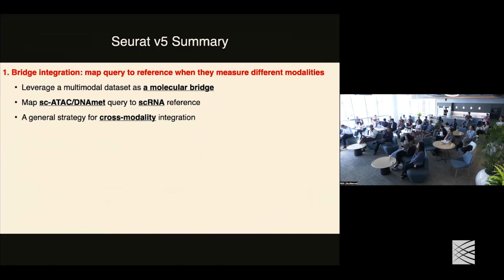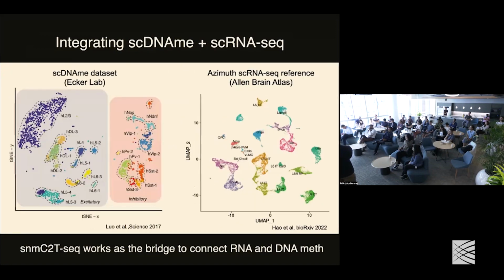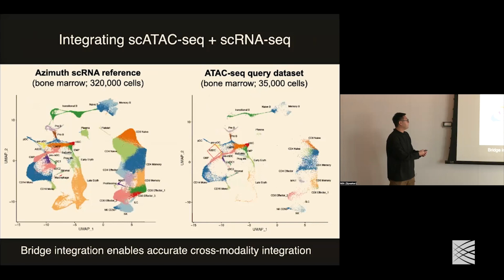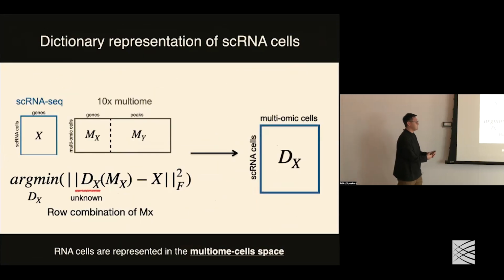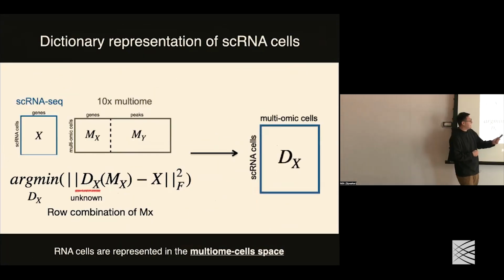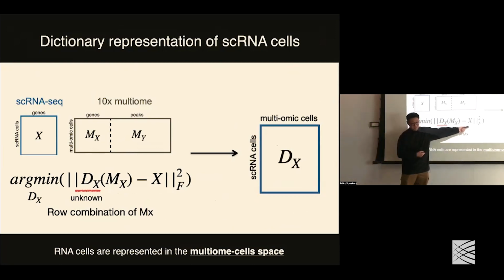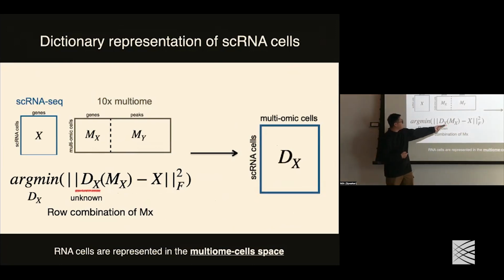Yuhan, I missed this, but can you re-explain how you learned the dictionary representation? Oh, sure. Basically, that is just the reconstruction of the expression. You can see this is the RNA-seq gene expression profile. This is a multiomic gene expression profile. We try to learn a matrix DX here to reconstruct this.